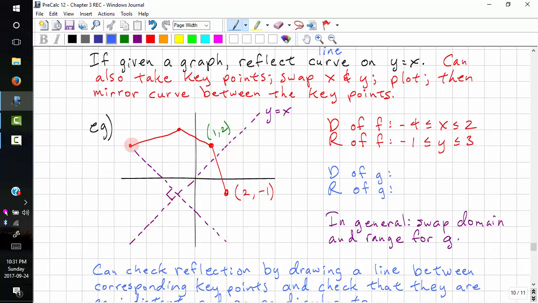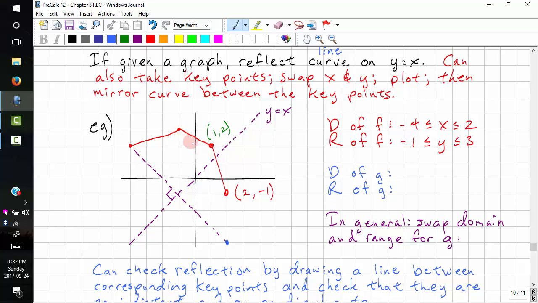So we start with this point. This point is negative 4, 2. So we go 2, negative 4. And you can see that this line is equidistant to this line, and this line is also perpendicular to this line. So there's a lot of symmetry going on when we do this reflection.